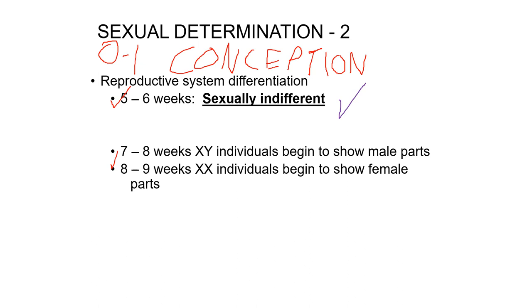You can't tell what we're going to be yet, unless you do some crazy, crazy genetic testing. So after week six, when we get to this week seven, week eight range, that is when the Y chromosome starts really kicking in, and you can start developing male parts due to that Y chromosome. And then along that same time frame, just a little bit later, from 8 to 9 weeks, is when we are apparently absent of that Y chromosome, and we can start to show female parts. But for the first month and a half of pregnancy, it's kind of all the same. And I'm going to summarize that on the last slide coming up and show you what I'm talking about.